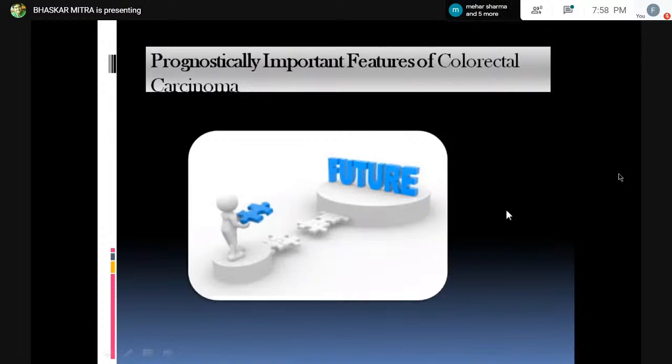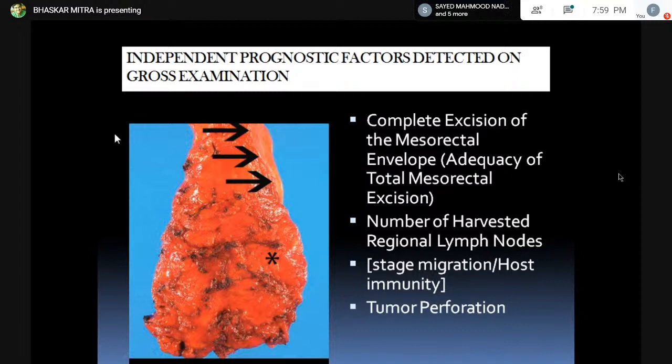Now, after the TNM, we have to look for these prognostically important features in the colorectal carcinoma slides. First of all, the independent factors are the complete excision of the mesorectal envelope, that is the total mesorectal excision. This part is very vividly discussed in the gross part, and how the total mesorectal excision will be considered, how it will be done, has already been discussed.